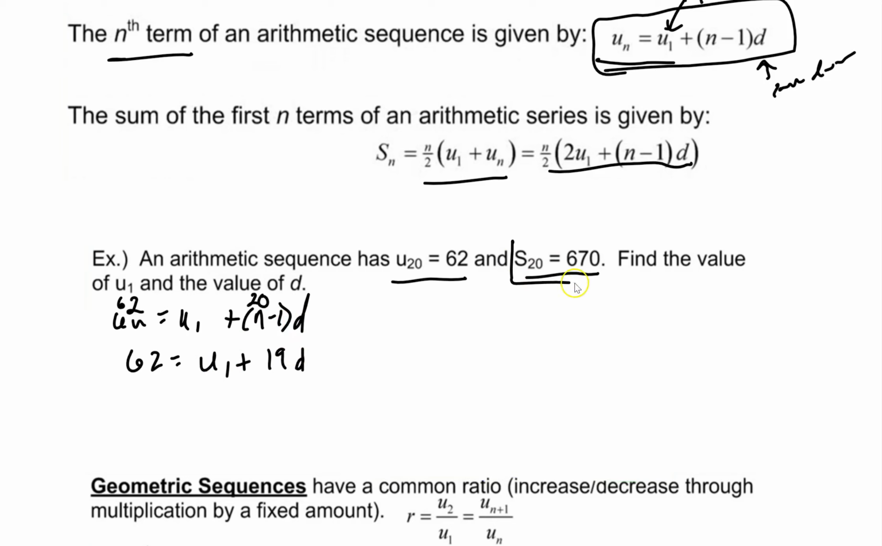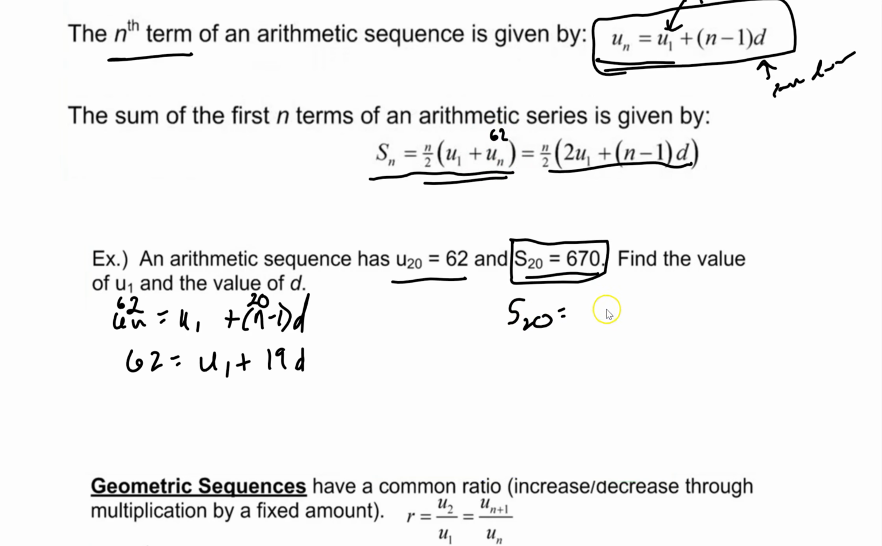Now let's look at this formula. They tell me the sum of the first 20 terms is 670. Now I could use the formula here. In this case, I think this one would be the easiest because I have 20 terms. I know the sum of the first... actually, I don't. Oh, I do. I know u20 is 62, so I actually have this right here. So this one's actually the easiest this time.